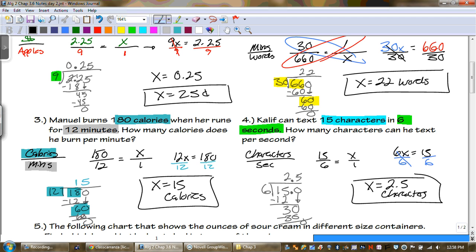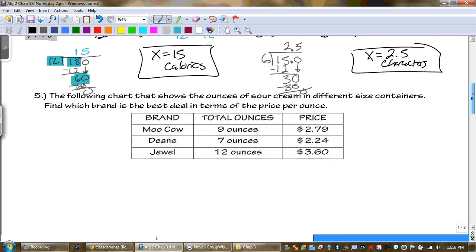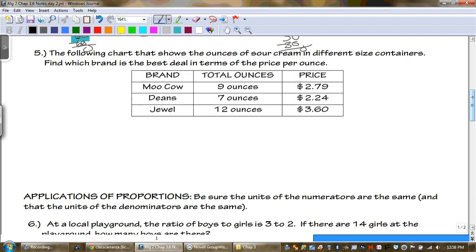Okay, let's move on down to number 5. It says the following chart shows the ounces of sour cream in different size containers. Find which brand is the best deal in terms of the price per ounce. Okay, so that means for each one of these brands, whether it's the Moo Cow, the Dean's, or the Jewel, I want to know how much each one of those costs per ounce. Okay, so that's just for me, so I know what to write down.